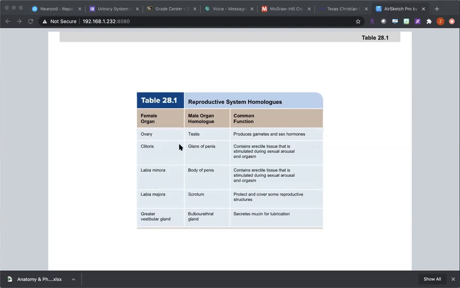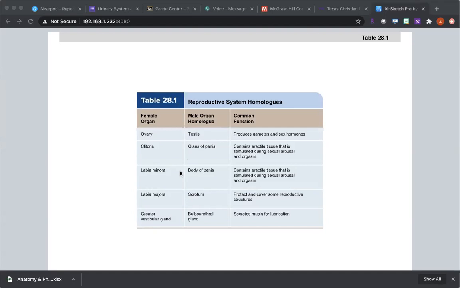A first homologous pair here in this table is ovaries and testes. These are structures that produce gametes and sex hormones, right? So the general function is the same. When you look at specifics as far as what the gametes are and what the sex hormones are, there's a difference, but the general function is the same, and they also both originate from the same primordial tissue. That will make a little more sense when we talk about genetic and phenotypic sex at the end of this chapter. I almost feel like they should include that here.